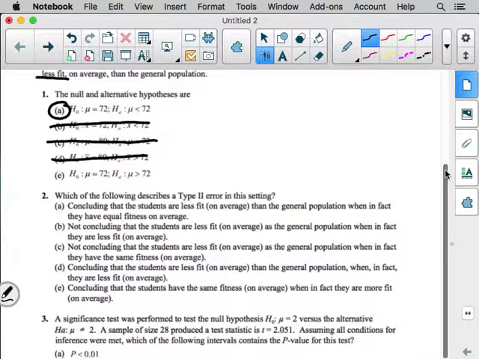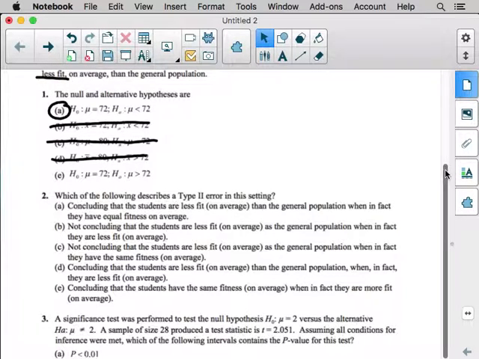Which of the following describes a type 2 error? Now, for this, I would honestly go with my strategy I kind of talked about last chapter. I would have in my head what I'm looking for before I read any of the answer choices here, okay? Because again, they're all going to sound very similar, and they're very good at making traps for you, okay?